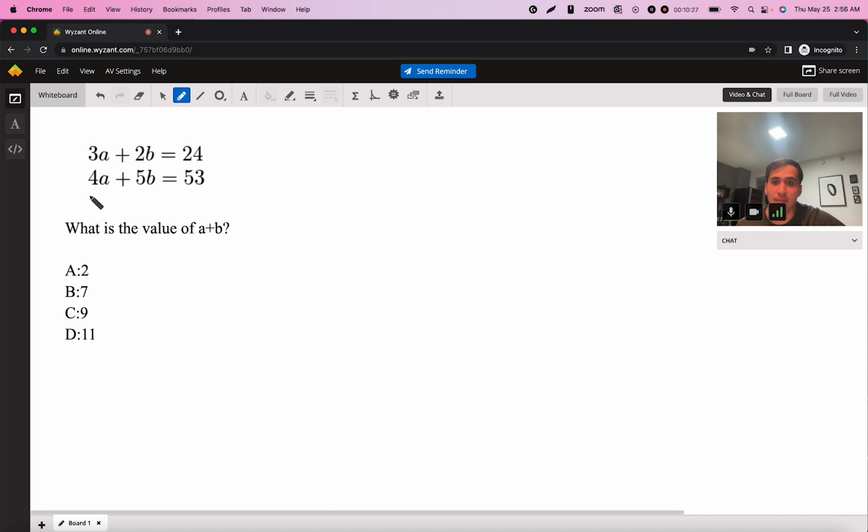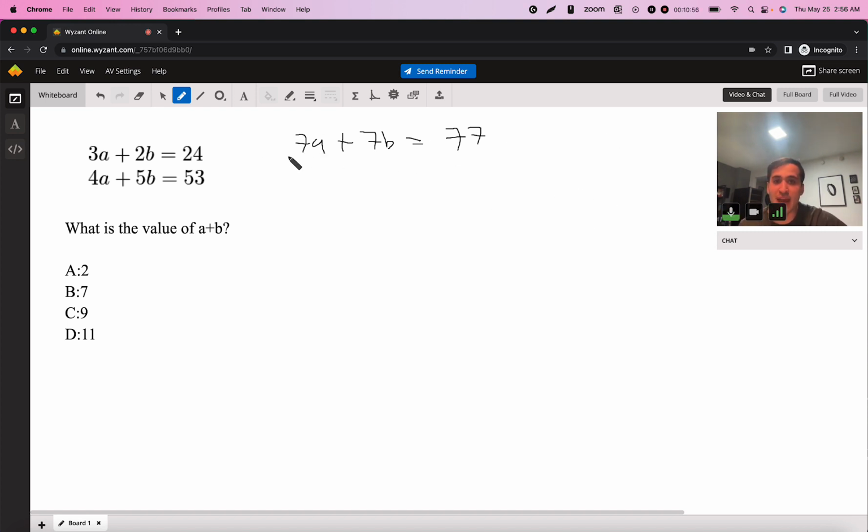3 plus 5, 8a. We can add them because they have the same variables. 2, wait, hold on. Wait, this is not 8. This is 7a, okay? And then 2 plus 5 is 7b. And then 24 plus 53 is 77, right? Well, look at how awesome this is.